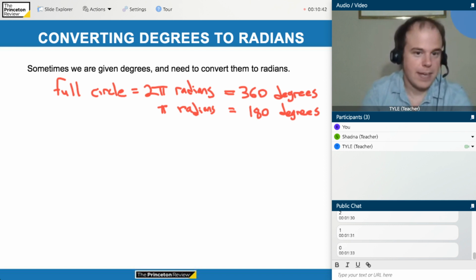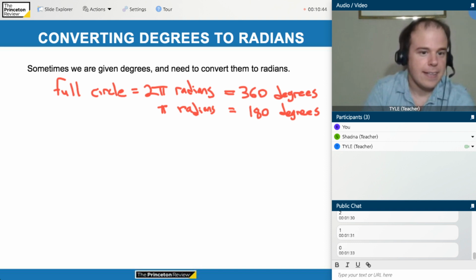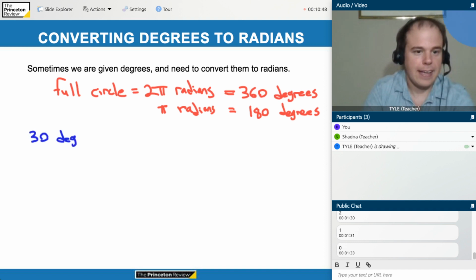So let's start with an example. Let's say that we're given 30 degrees, and we would like to convert this to radians. So here's how we could do it. I want to multiply 30 degrees by pi radians divided by 180 degrees.